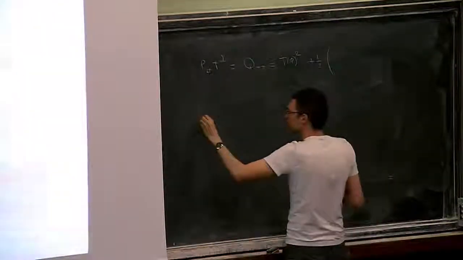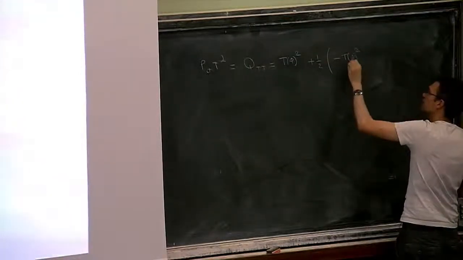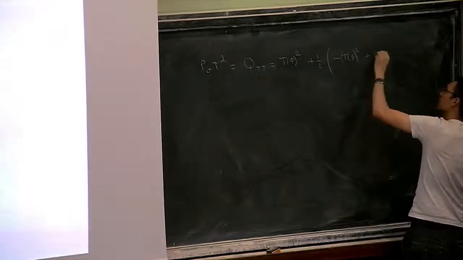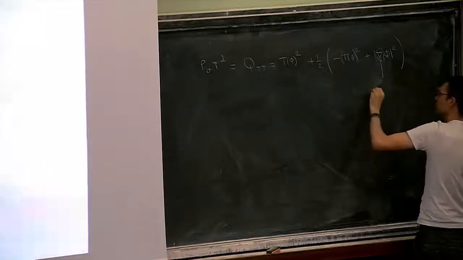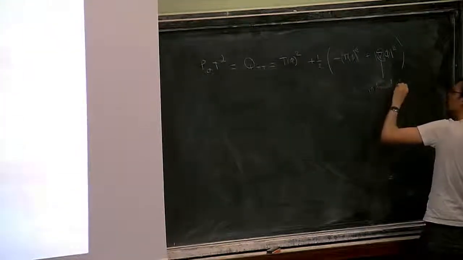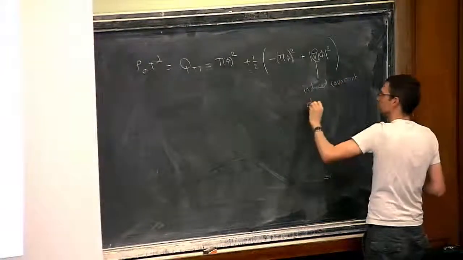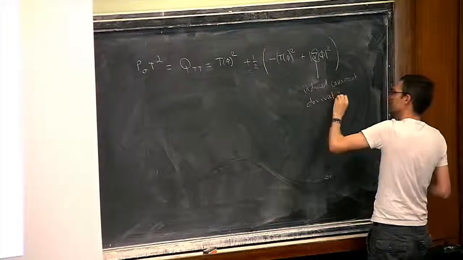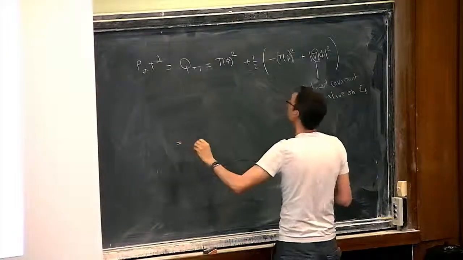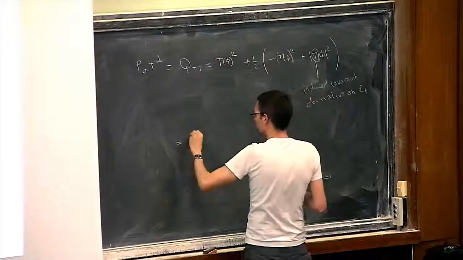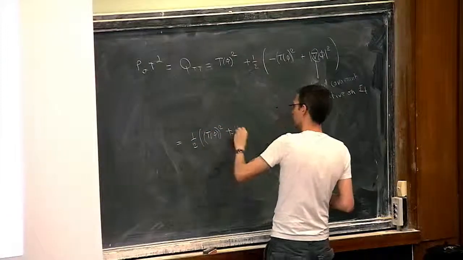Okay, so I'm decomposing. If you compute the dot product, you will see that you get t of phi square minus t of phi square plus the gradient of phi square, where here that's the induced covariant derivative on sigma t. Well, actually, it's the covariant gradient here, the induced covariant gradient on sigma t. Okay, so if you compute, you simply get 1/2 of t of phi square plus gradient of phi square.